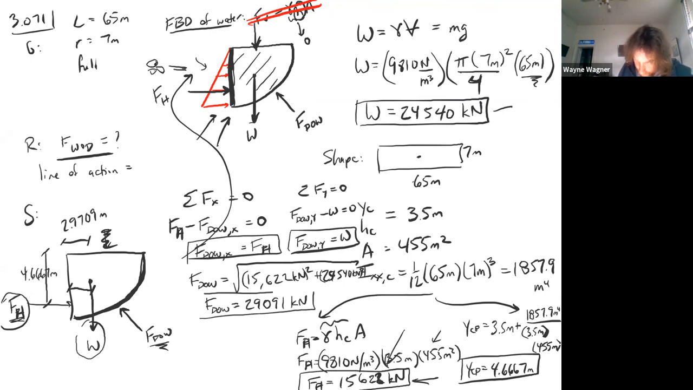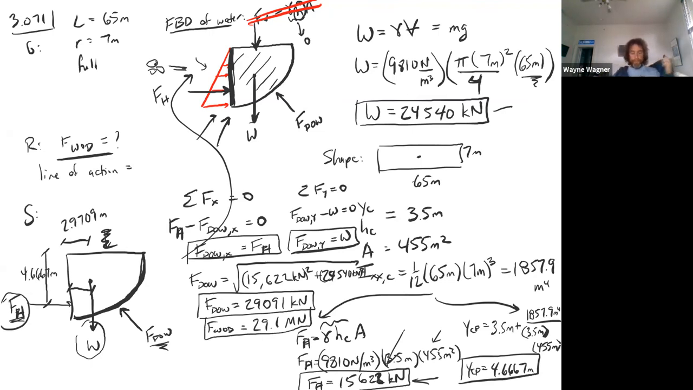Okay, so that's the F_DOW. So the F water on dam, which is what we would report, would be 29.1, I guess, meganewtons. So that's the water on the dam.